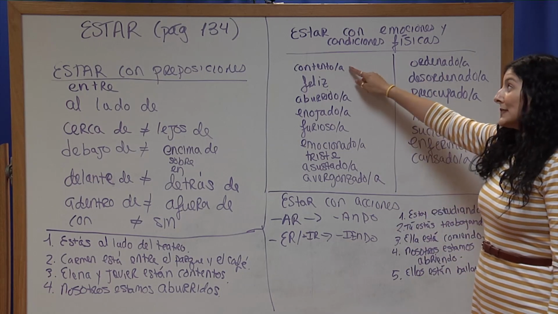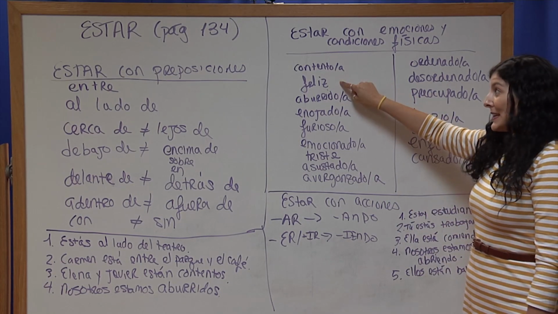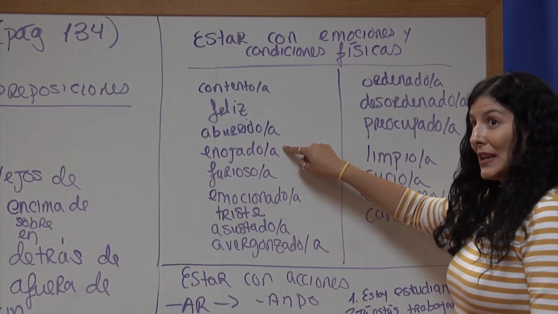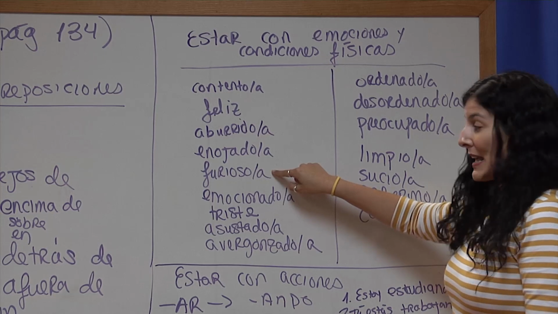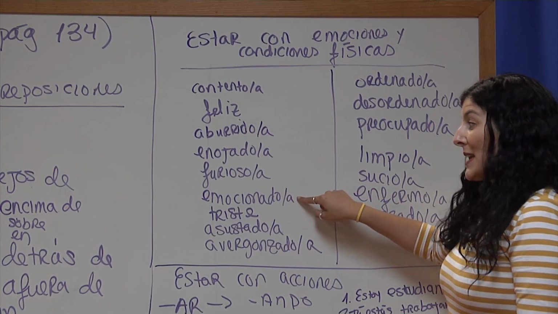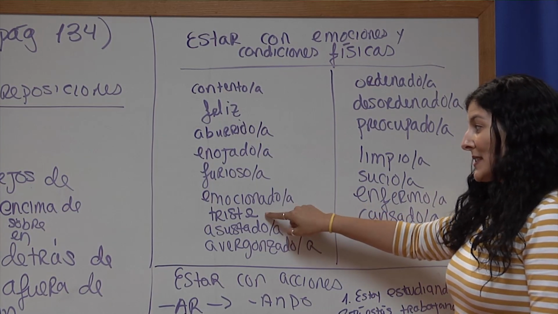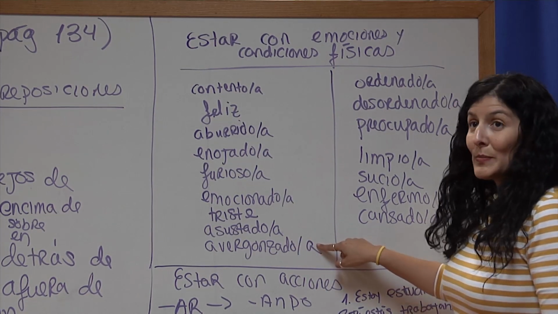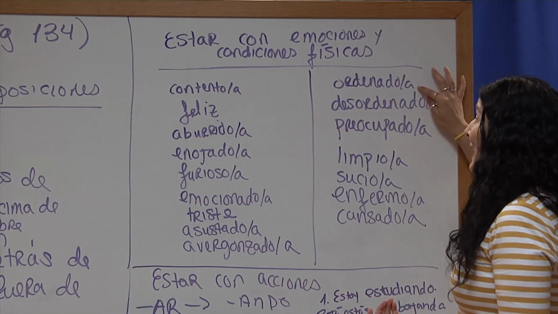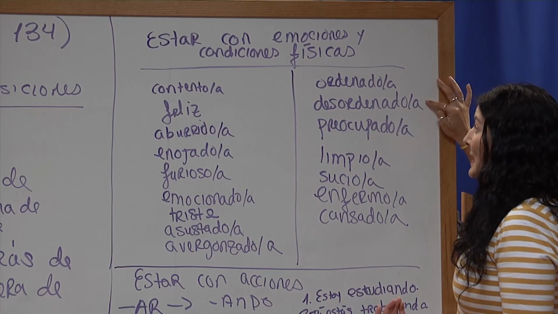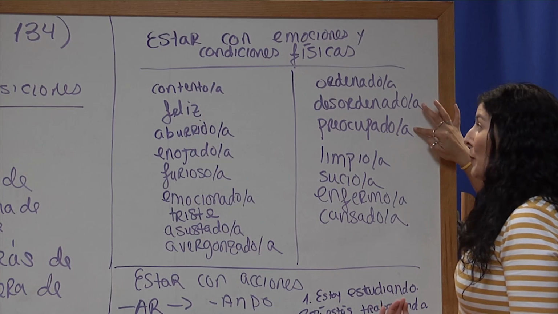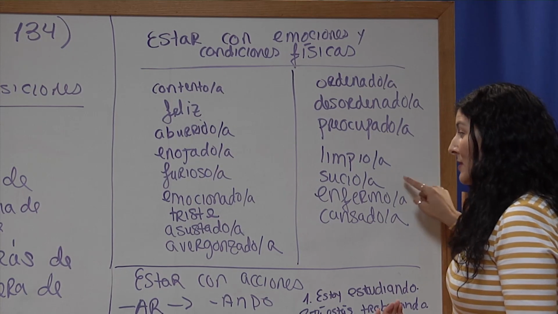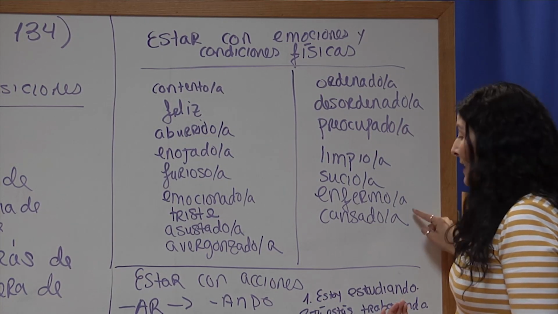For example, contento meaning content, feliz meaning happy, aburrido meaning bored, enojado meaning angry, furioso also meaning angry, emocionado to be excited, triste to be sad, asustado to be surprised, or avergonzado to be embarrassed, ordenado to be orderly, desordenado to be disorderly, preocupado to be worried, limpio to be clean, sucio to be dirty, enfermo to be sick, or cansado to be tired.